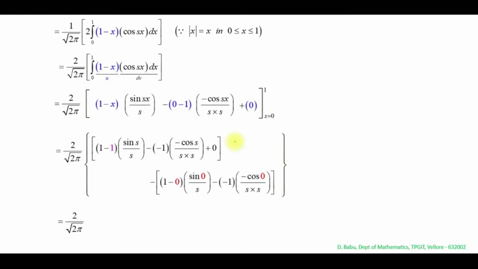which is equal to 2 divided by square root of 2 pi. 1 minus 1 is 0. So 0 into anything is 0. Next, minus into minus into minus, minus cos s divided by s square. Next, sin 0 is 0, sin 0 is 0, 0 into anything is 0. This is minus into minus into minus, minus cos 0 value is 1, cos 0 equal to 1, 1 divided by s square.